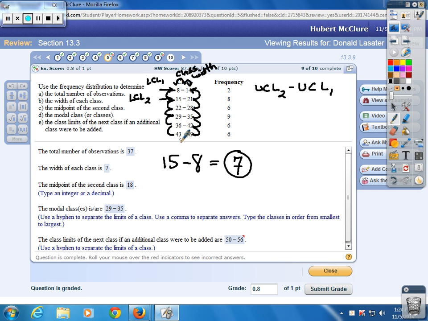So 8 minus 15 is negative 7. The absolute value of negative 7 is 7. 22 minus 29 is negative 7. The absolute value of negative 7 is 7. So it doesn't matter how you do the class width, you're going to get 7. So is everybody good on the class width?